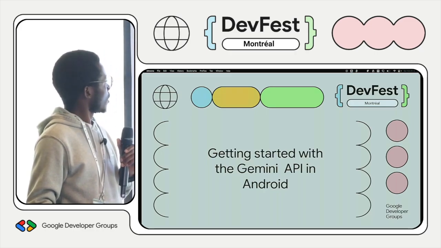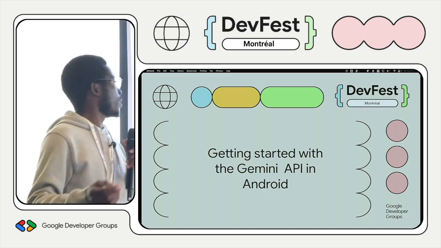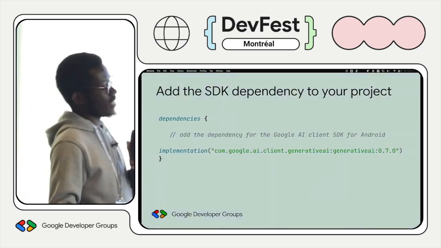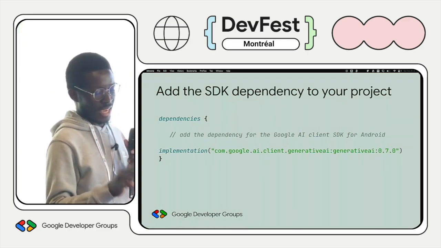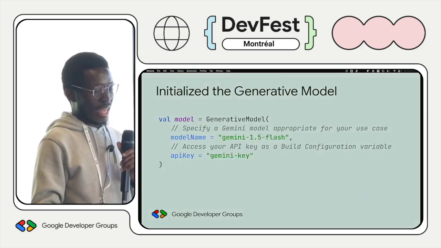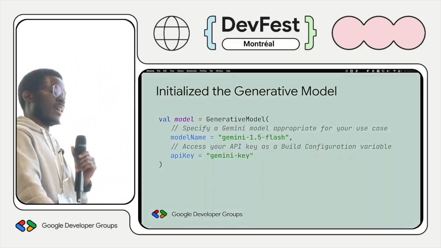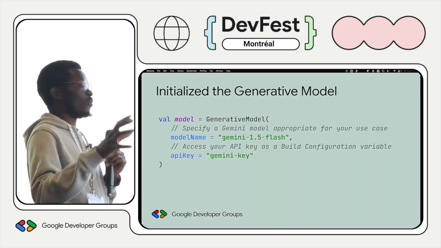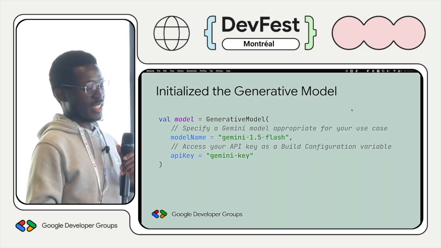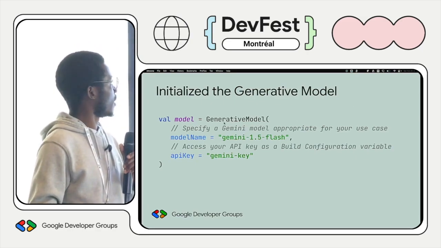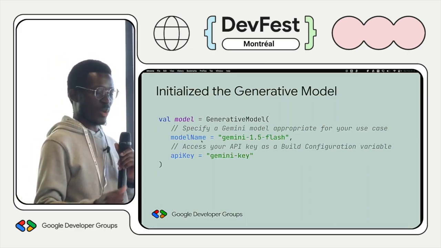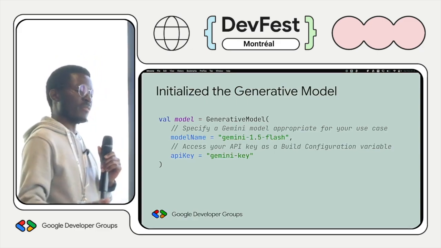Now we're going to see what we can do on the Android side. The first thing you need to do is add this dependency: just client generative AI, using the version that is currently available. After that, you will need to create the generative model object. This object basically represents the model that we'll be interacting with. For example, here I have created the generative model. You can specify the model name that you will be using. In this one, I'm using Gemini 1.5 Flash.